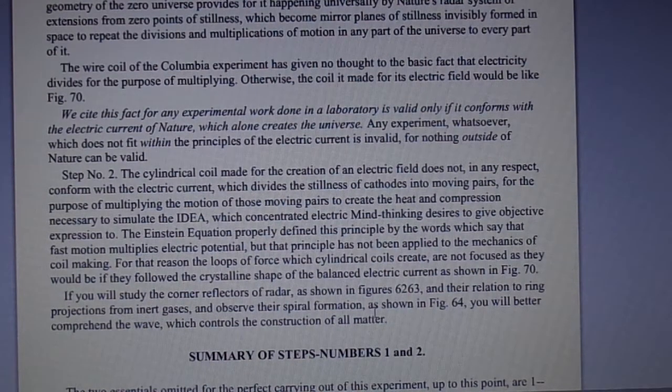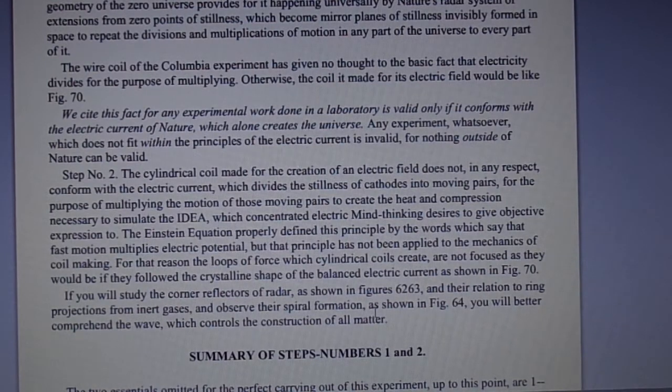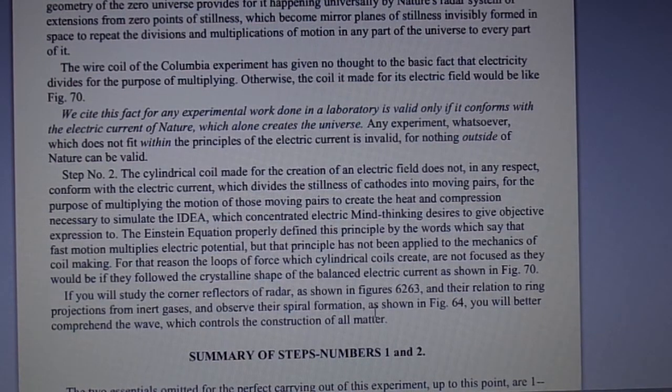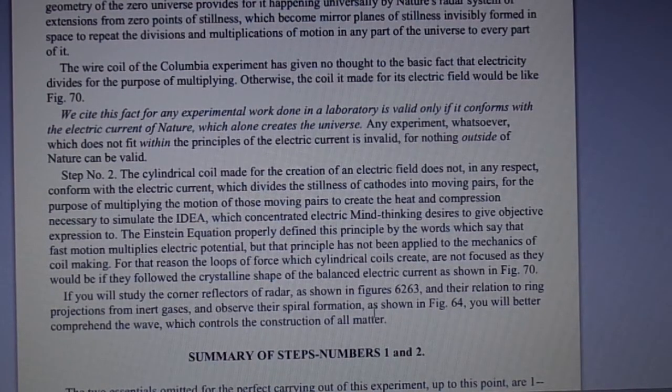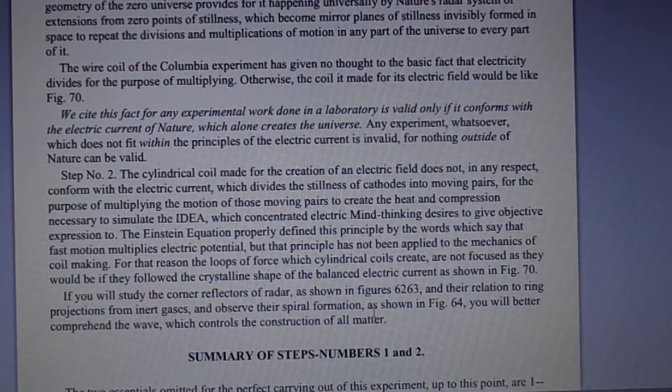The cylindrical coil made for the creation of an electric field does not in any respect conform with the electric current which divides the stillness of cathoids into moving pairs for the purpose of multiplying the motion of those moving pairs to create the heat and compression necessary to simulate the ideal, which concentrated electric mind thinking desires to give objective expression to.